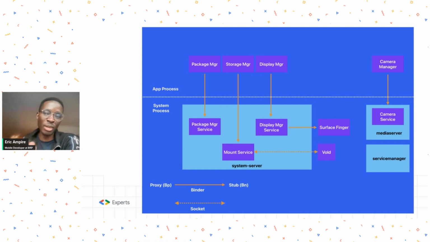For example, the alarm manager will delegate to the alarm service. The storage manager will delegate to the mount service. And the display manager will delegate to the display manager service, which has access to another service that is not part of the system server. That's why I said that not all the services are running in the system server. Some of them run in a separate process. For example, here the camera manager has access to the camera service, which is running in the media server.